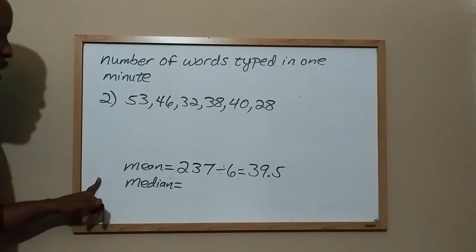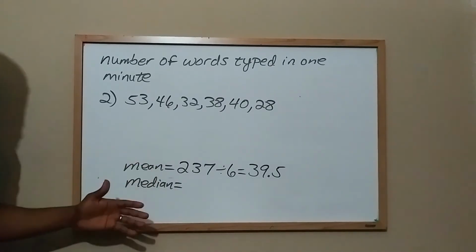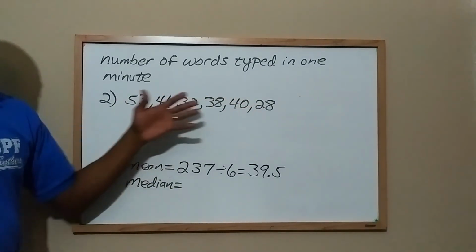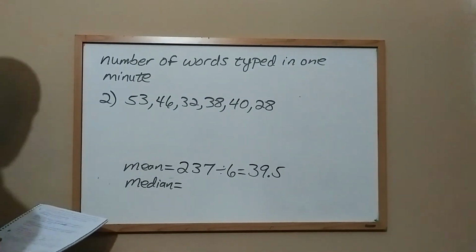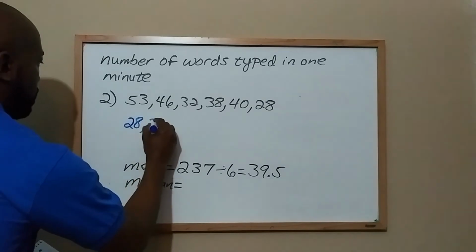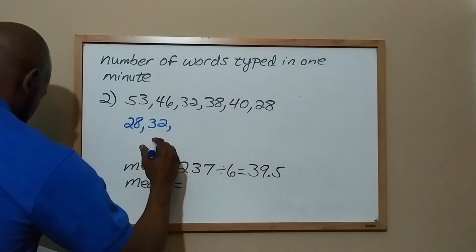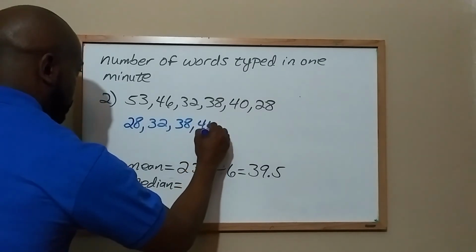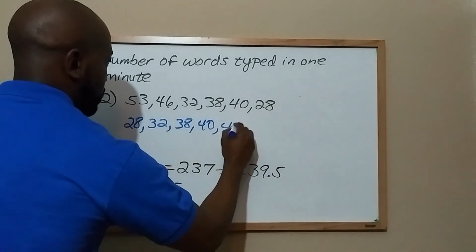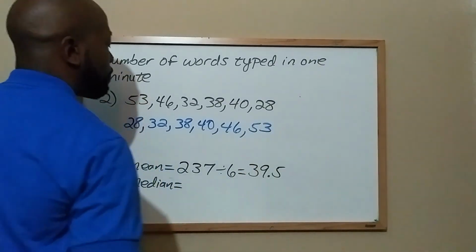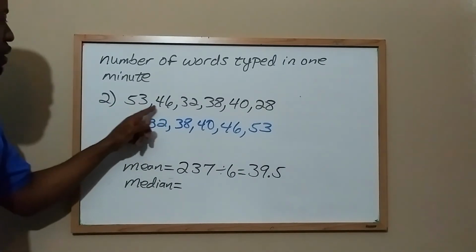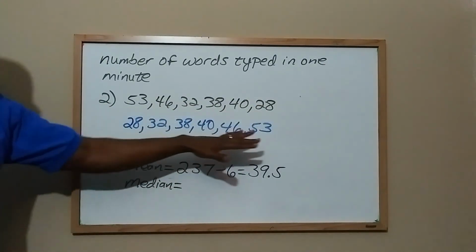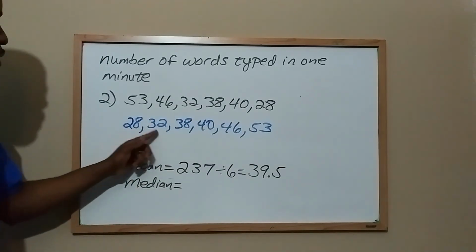Now let's find the median. Keep in mind, in order to find the median, we need to put the numbers in order from least to greatest first. All right, so let's put those numbers in order from least to greatest. In order, the numbers would be 28, and then 32, and then 38, 40, 46, and 53. Let's make sure we have all the numbers represented. In my original list, I have 1, 2, 3, 4, 5, 6 numbers.